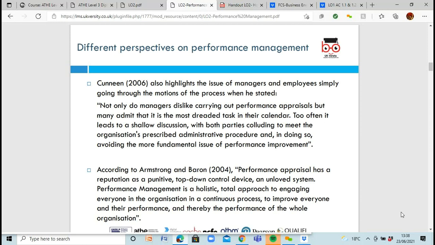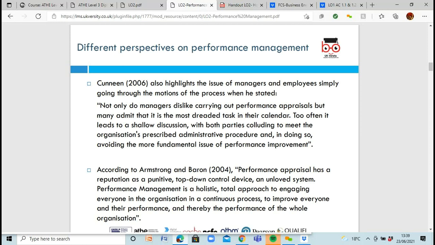According to Armstrong and Baron in 2004, performance appraisal has a reputation as a punitive, top-down control device. It's an unloved system, whereas performance management is a holistic, total approach to engaging everyone in the organization in a continuous process to improve everyone and their performance, and thereby the performance of the organization as a whole. So these people are saying that appraisal systems are just there to control you, to get everybody to go towards the performance that you're wanting as an organization, but they feel it's a controlling device.